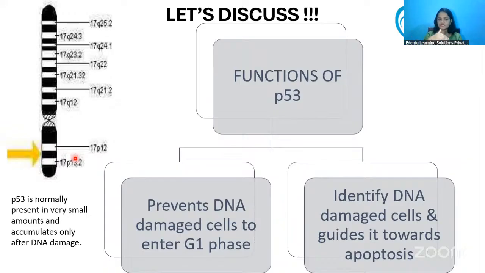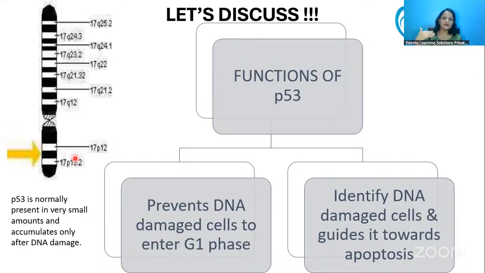So the main function of P53 is to detect the damaged DNA. Once it detects the damaged DNA, it will just pause that cell. It will stop that cell in the cell cycle. P53 will not allow that cell to go into G1 phase. That is the main function of P53: it will pause the cell in its cell cycle.